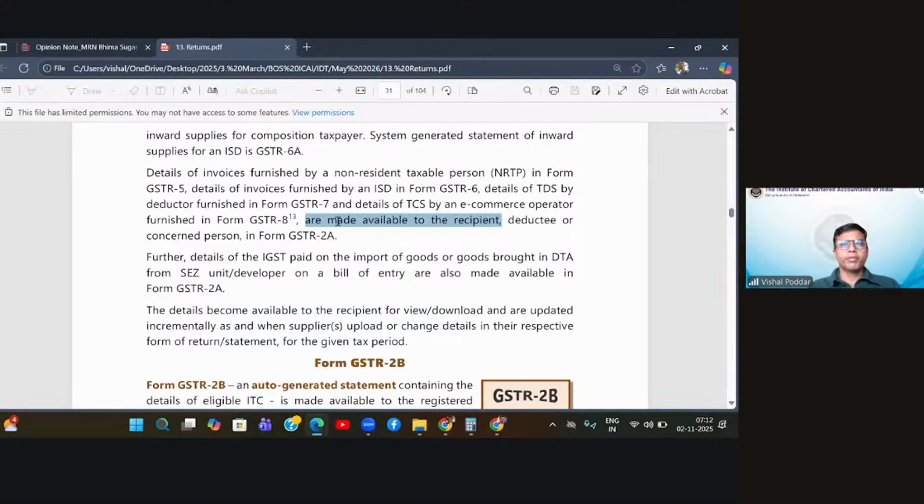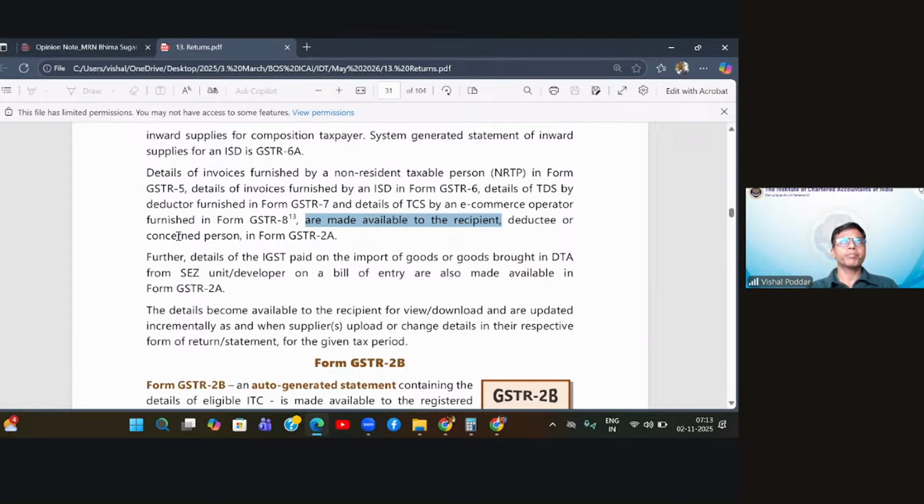See, what they have written is are made available to the recipient, comma, deductee and concerned person. So they have written this commonly for all of them, NRTP, ISD, TDS, right? So for the rest, whose deduction is it? The recipient's, or all the rest of the details will be visible to the recipient because they are ITC of the recipient, correct? Yes sir. But in TDS and TCS, the TDS is also deducted from the supplier by the recipient, and TCS is also collected from the supplier by the ECO, right? That is why, sir. But what have they further written after the comma? So you have to read it like this: are made available to the deductee, are made available to the concerned person.